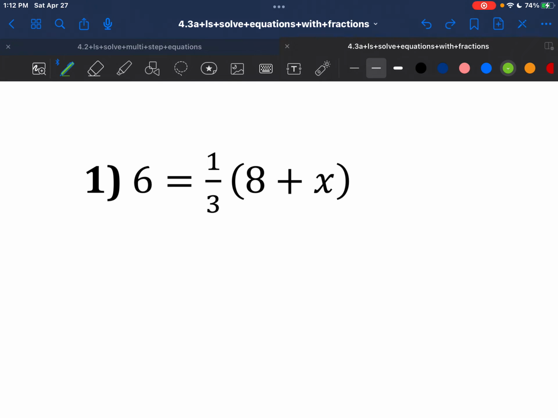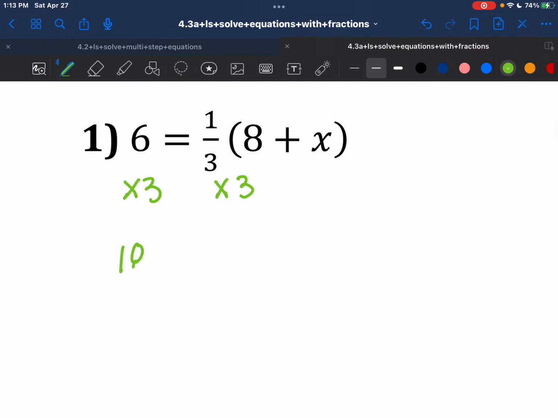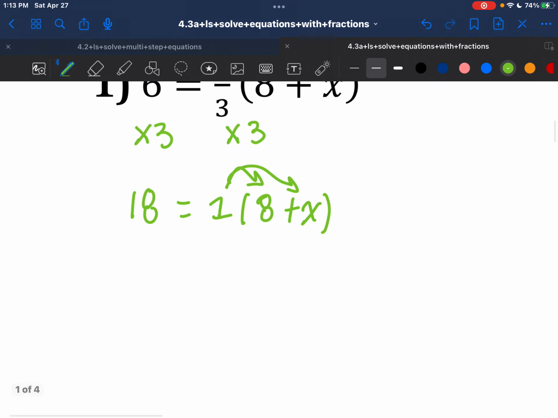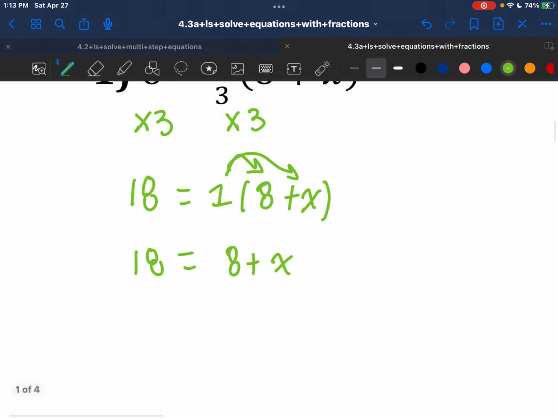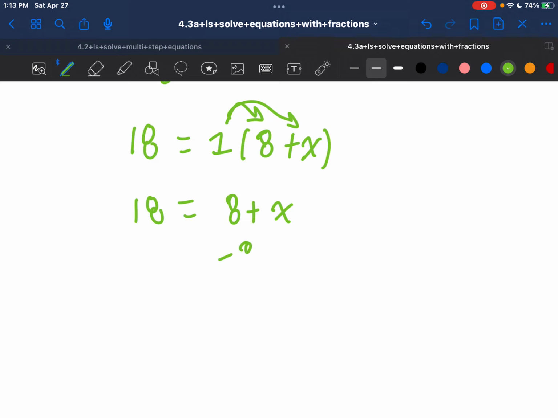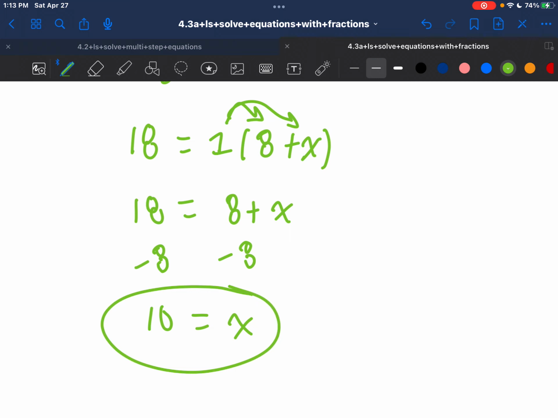So it told us don't use distributive properties. So what is this? Divide. How do we get rid of that? Multiply. 3 times 6 is 18 equals, this is technically 1(8 plus x). But remember, the 1 doesn't really do anything. Even if we distribute it, it's going to be the same thing. So, whatever. Now, what's this? We can minus 8. 10 equals x.